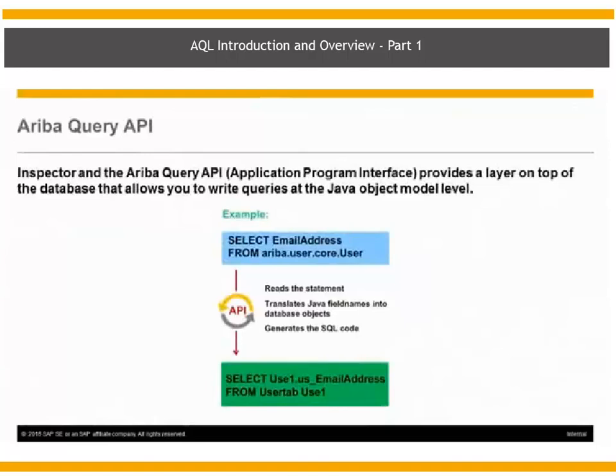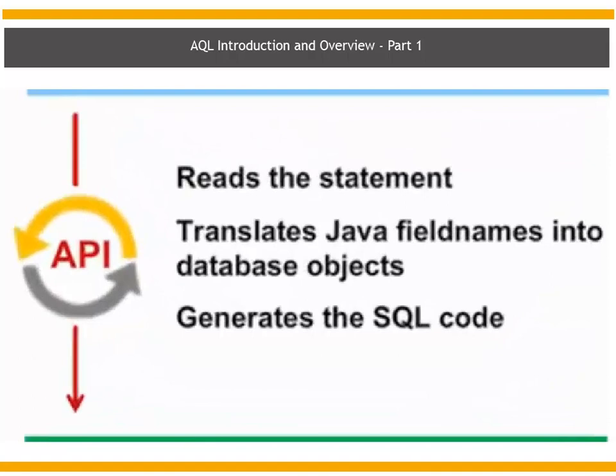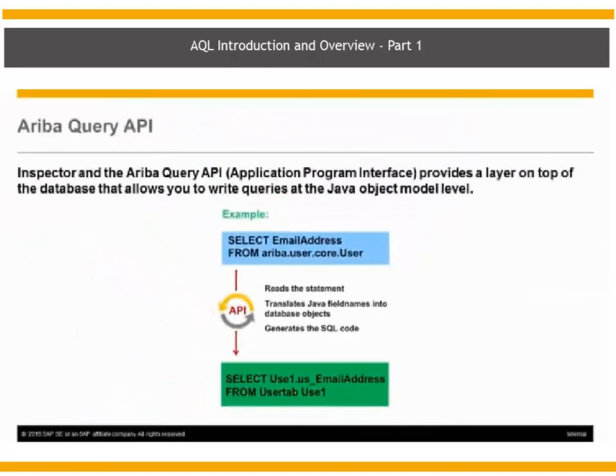Inspector and the Ariba Query Application Program Interface, or API for short, provide a layer on top of the database that allows you to write queries at the Java object model level. The blue box in our diagram represents our AQL statement, which we enter into Inspector. Once we submit it, the statement is read by the API. The API then translates the Java field names into database objects and generates the equivalent SQL code, which is what is actually sent to the database.